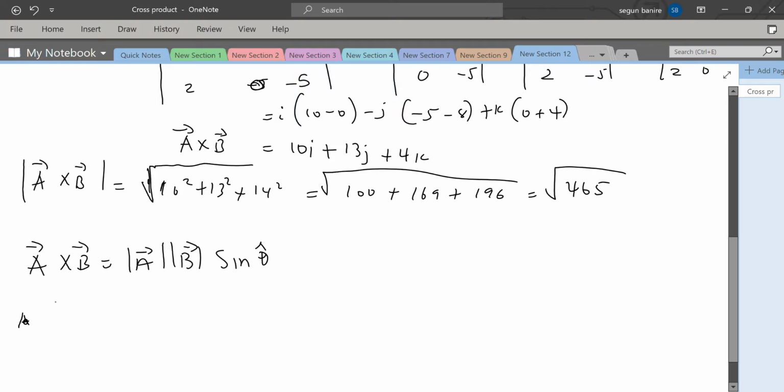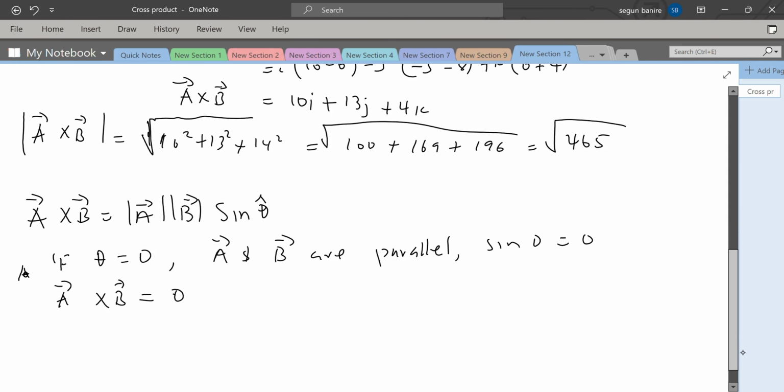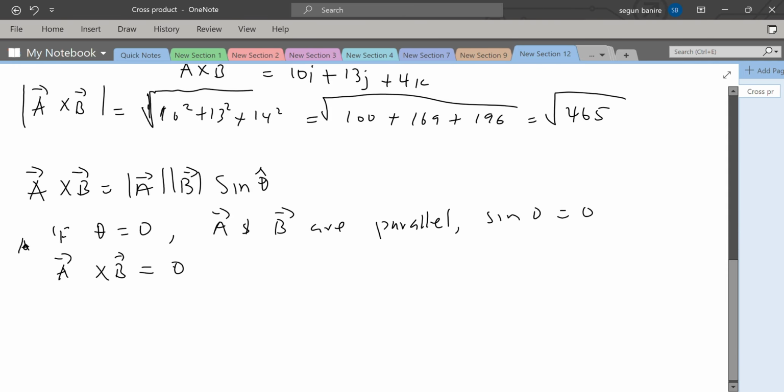Now, if theta is equal to 0, that is, A and B are parallel, sine 0 is 0. So it means that the cross product will be equal to 0. When you do a cross product and you get 0, it shows that the vectors are parallel. So let's go to the area of a parallelogram.